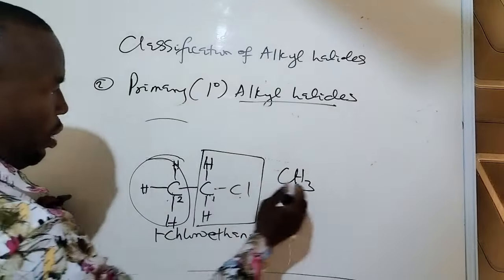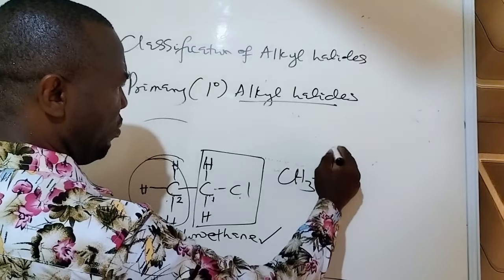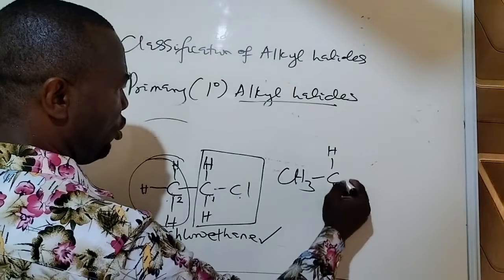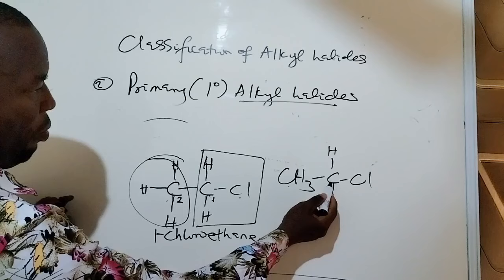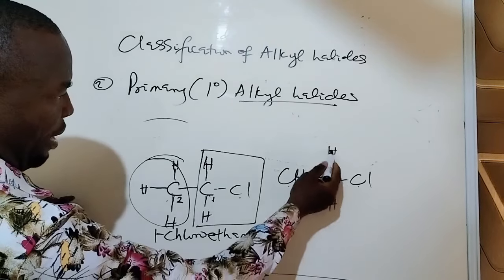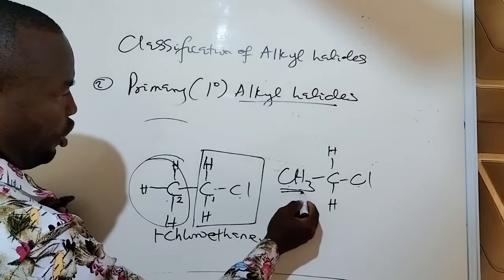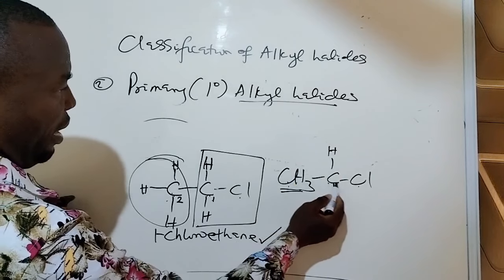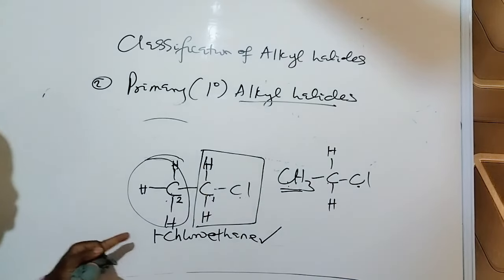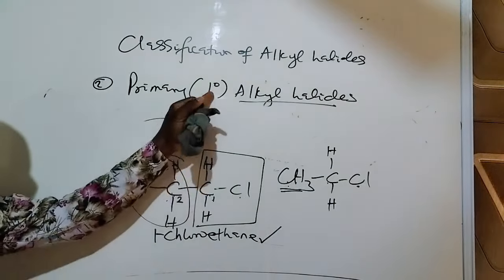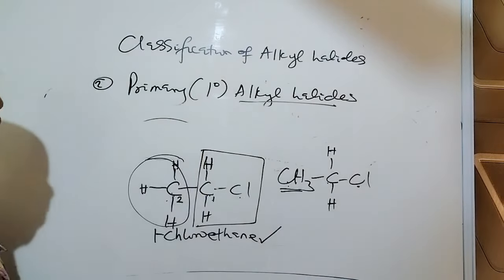Then link it to the other one, you have CH2Cl. So you can see one alkyl group bonded to the carbon of the halogen. The other ones are hydrogen atoms. So one alkyl methyl group bonded to the carbon of the halogen, that makes it primary. And that's why the name goes with 1 degree, 1-chloroethane. That was the reason for the 1 you have there, or 1 degree. So this is a primary alkyl halide or primary haloalkane.